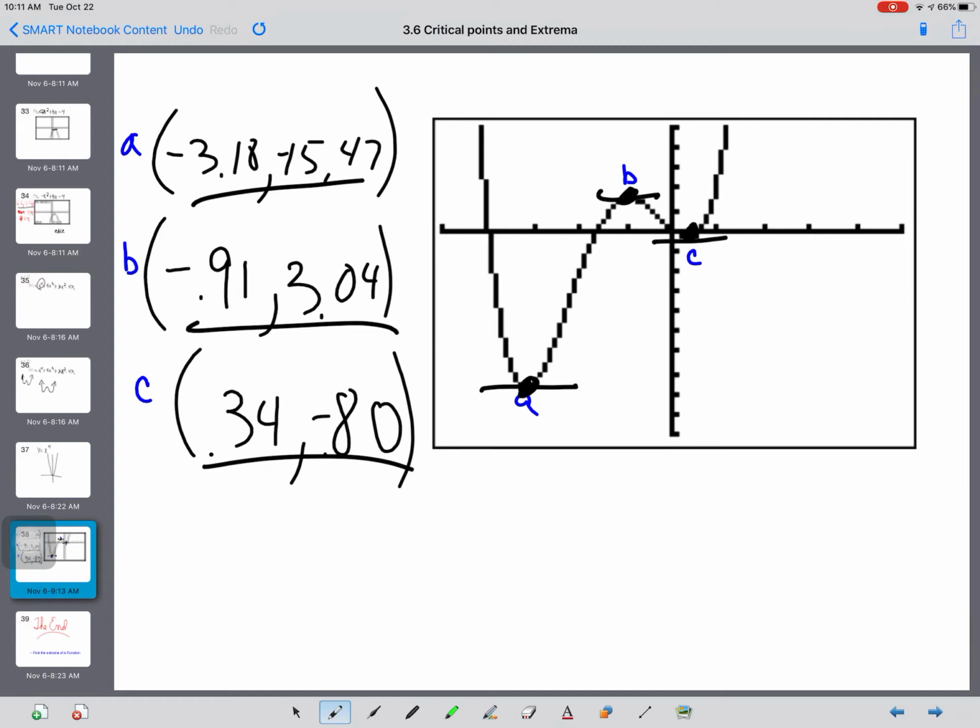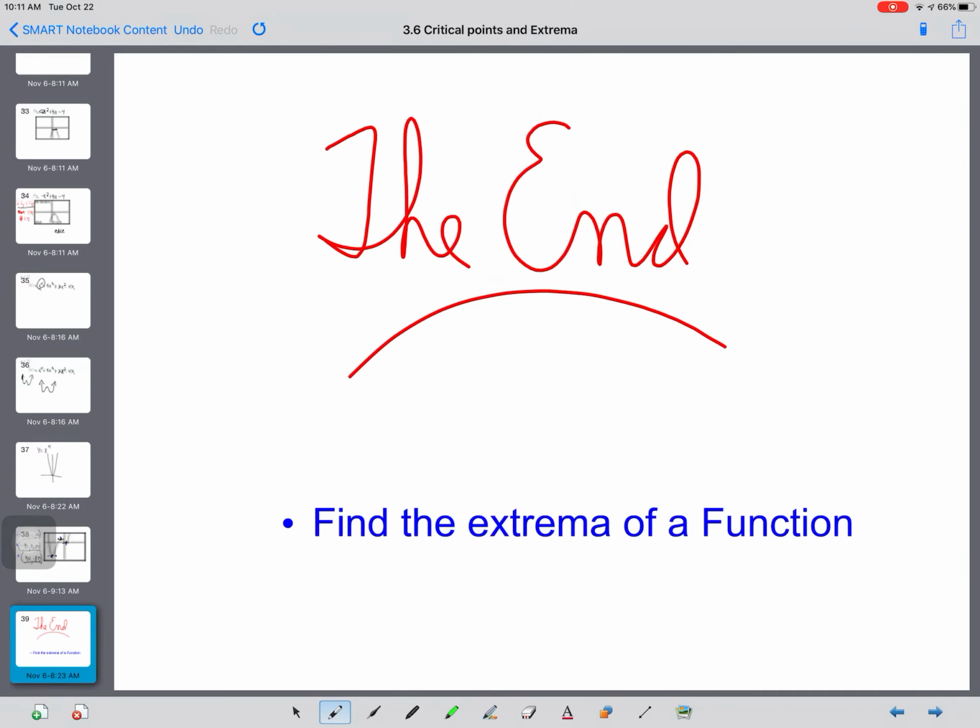So that's the idea of critical points and critical values and extreme values. They are going to be really an important aspect of a bunch of things that we're going to do next year. Got questions? By all means, come talk to me. Let me help.